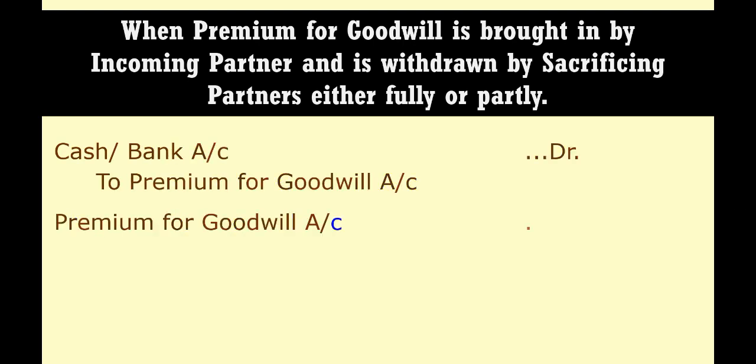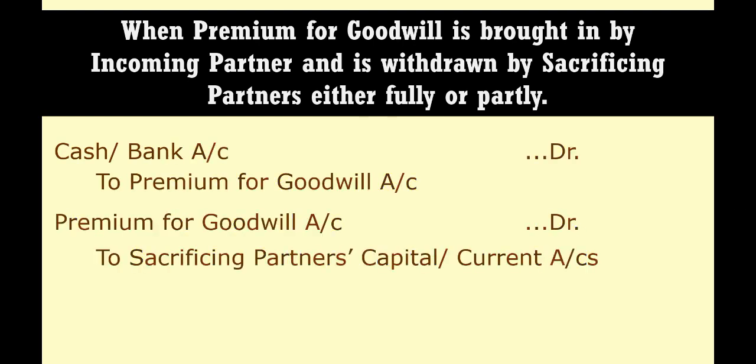Next, when premium for goodwill is brought in by incoming partner and is withdrawn by sacrificing partner either fully or partly. So here, first part of our case is same. Premium for goodwill is brought in by partner. So first they will bring in, so cash account debit to premium for goodwill. Then that will be distributed among sacrificing partners. So premium for goodwill account debit to sacrificing partners' capital or current account.